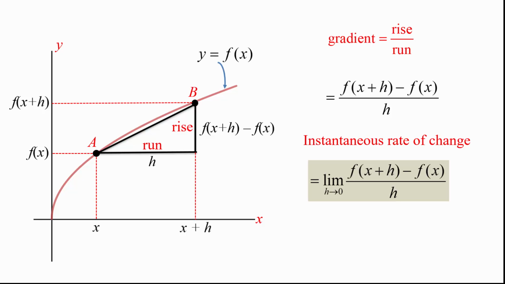Can you see why that's true? That as b approaches point A, the value of h becomes infinitely small, and therefore the average rate of change will become our instantaneous rate of change.